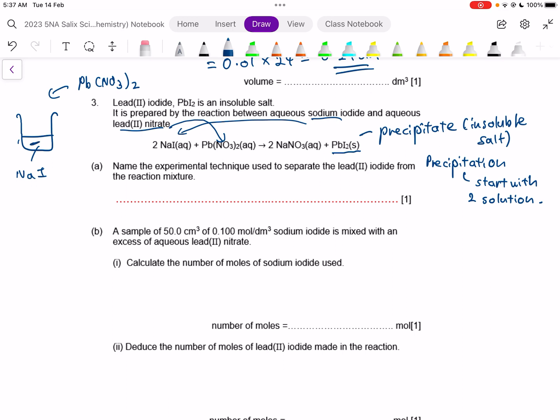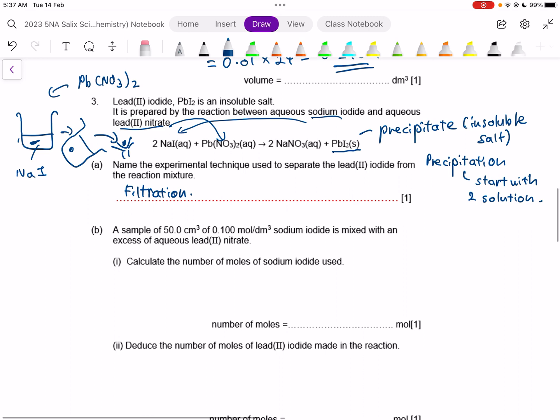Okay, then you'll see this precipitate. So what you need to do next is, of course, filter this out, right? Filter this out, so the technique we are using here is filtration. I hope you haven't forgotten about simple separation techniques like what you've done in N levels. This is nothing new actually.